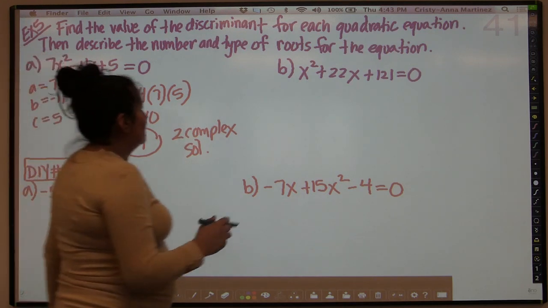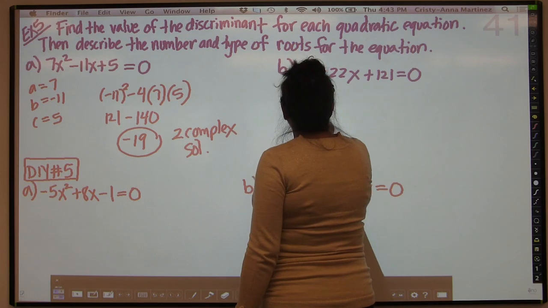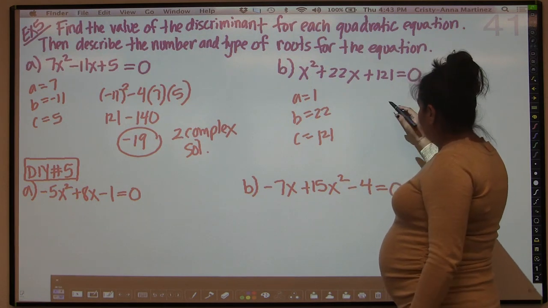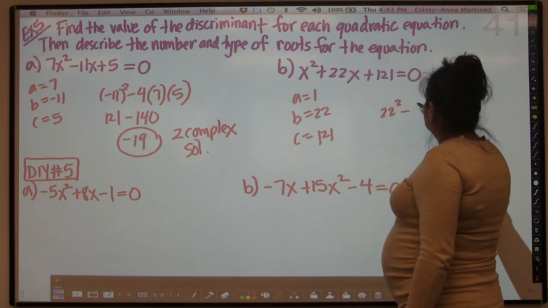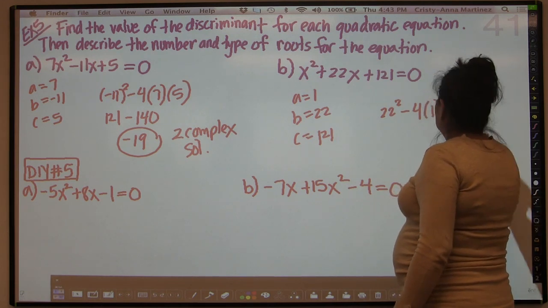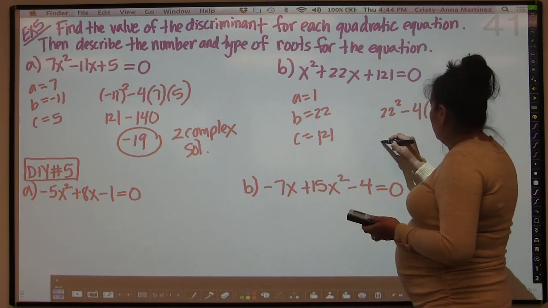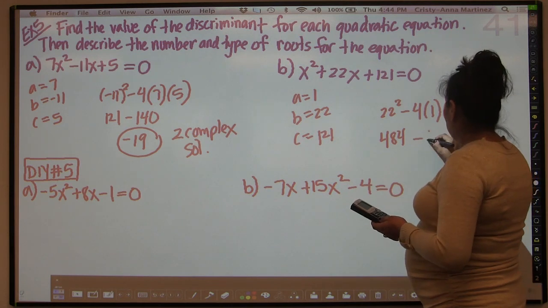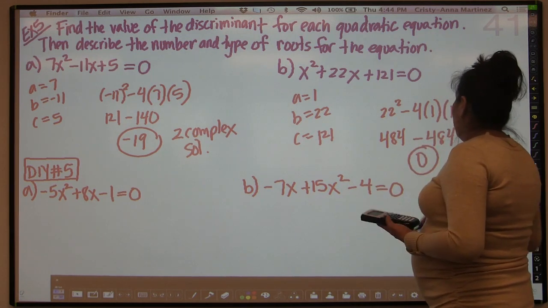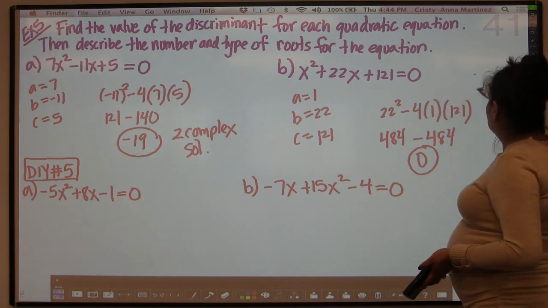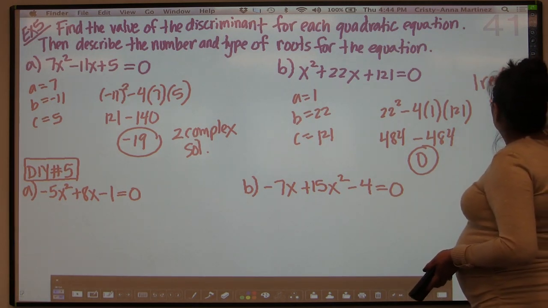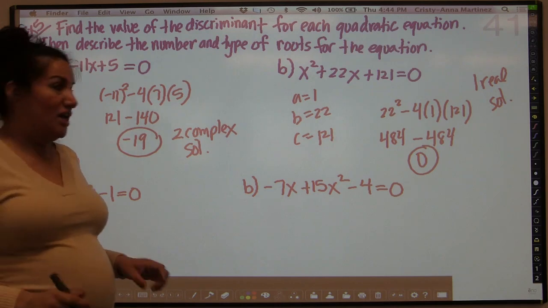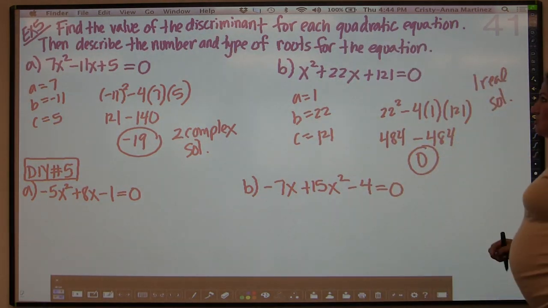And then we're going to go to part B, and again, we want to do A equals 1, B equals 22, and C equals 121. So in this case, if we're going to do B squared minus 4AC, 22 squared is 484, and 4 times 1 times 121 is also 484, so you get 0. And because your discriminant was 0, that means you're going to get 1 real solution. Okay, you're not going to get any irrational or any imaginary. All right, so that's how you do that. That's how you use a discriminant to determine the number and type of roots.